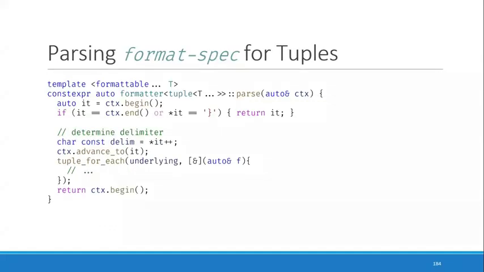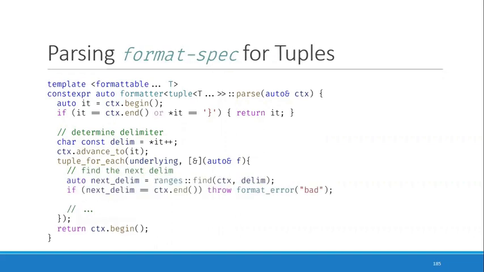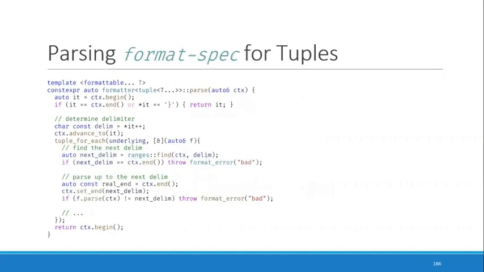So we'll start over here. The first thing we have to do is pull out the first character. That's our delimiter. This has to be a single character. Then we're going to skip it, and we're back to doing our tuple for each. Now the first thing we're going to do is look for that next delimiter. Before we couldn't do this because we can't just look for a close brace, but here we can because the user is promising us that this is our legit delimiter. And if we don't find it, it's a bad format specifier. Now we have to call f.parse, but f.parse needs to stop at this delimiter.